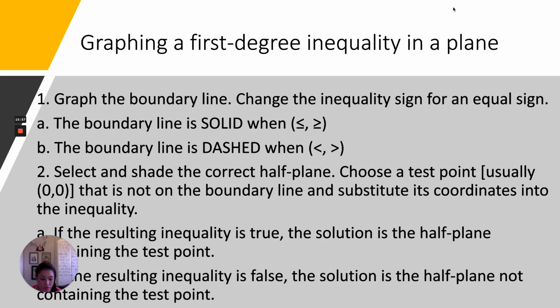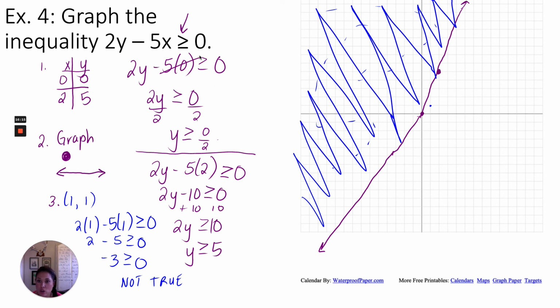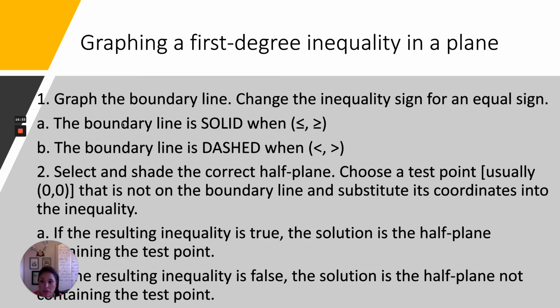Okay, so I have a final slide to remind you of the rules. Number 1, graph the boundary line. Change the inequality sign for an equal sign. I actually didn't do this in my problems when I solved it. I kept all of my inequality signs. If it helps you, you can turn this into an equal sign instead. But I didn't do it because I didn't want you to forget to include it with how to graph your answer. But you may do it if it helps.